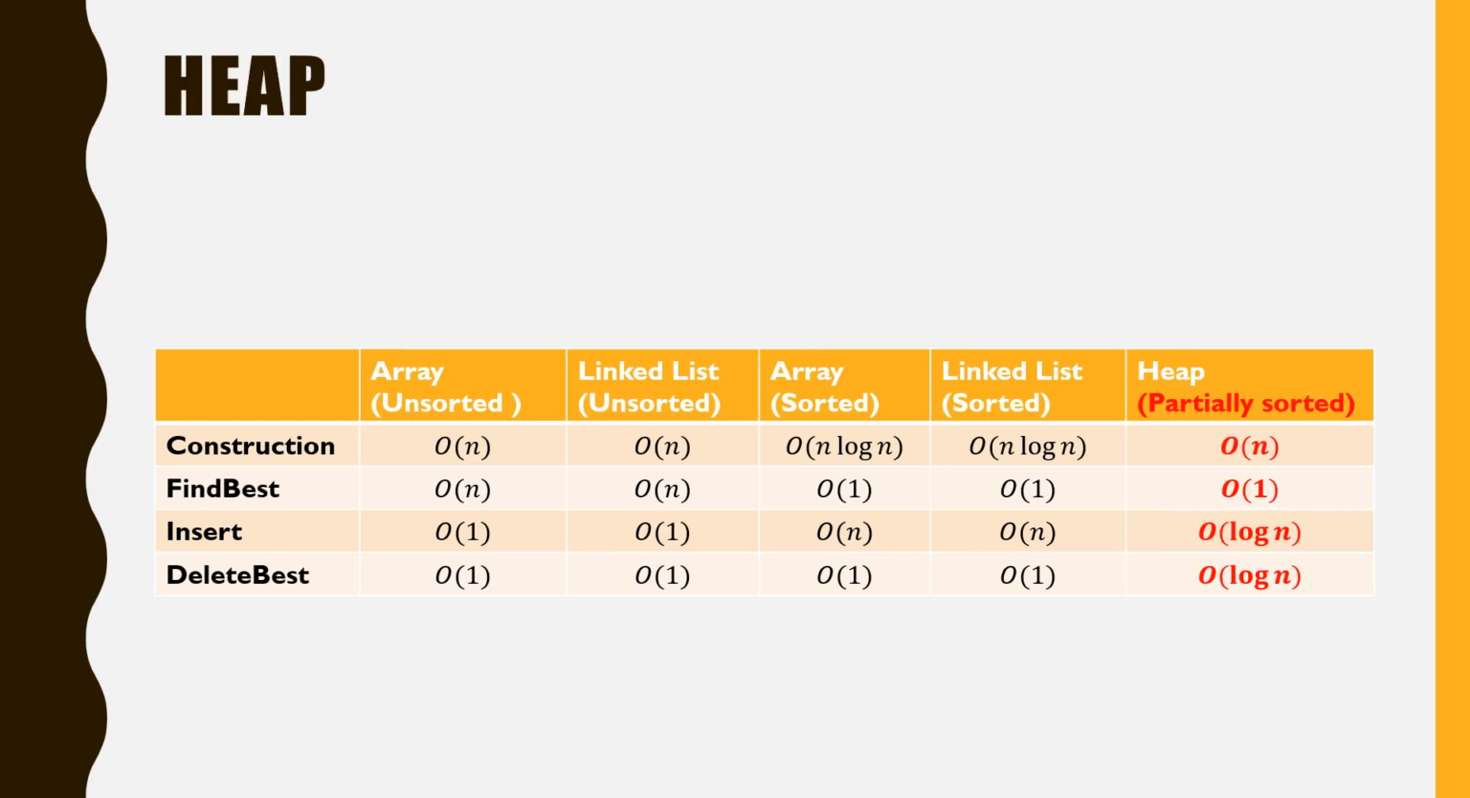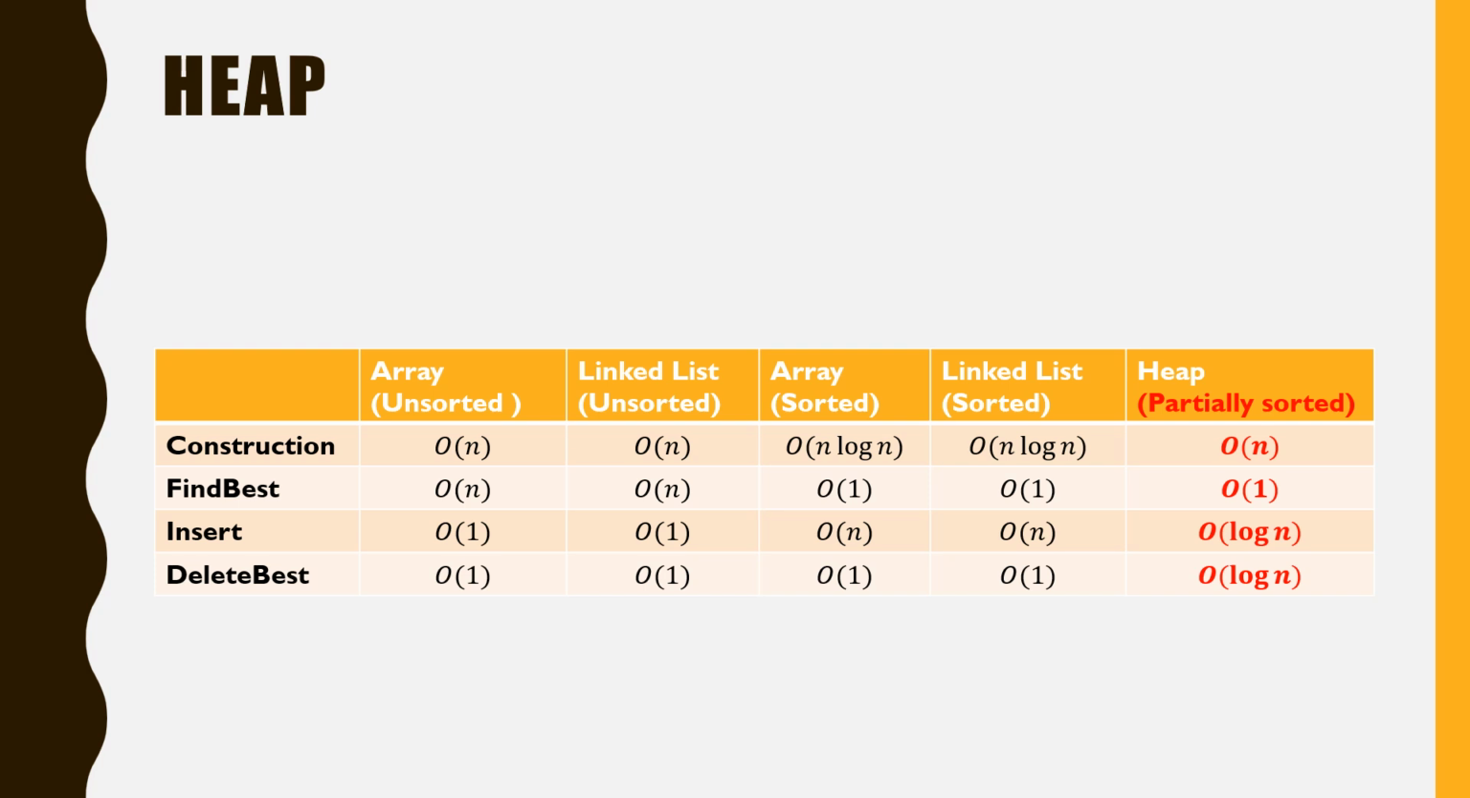Compared to arrays and linked lists, the heap data structure offers different time complexities for these four operations. Specifically, when implemented with a heap, the construction operation requires O(n) time, the find best operation requires O(1) time, while both the insert and delete best operations take O(log n) time.